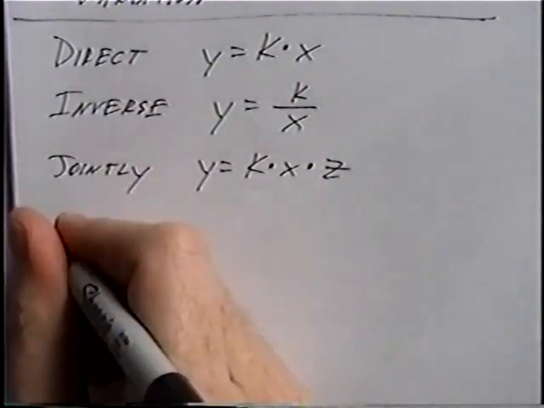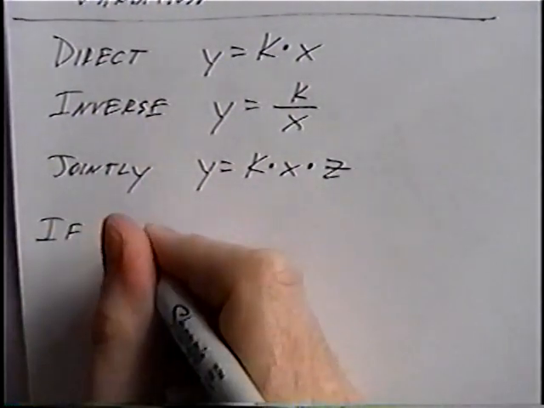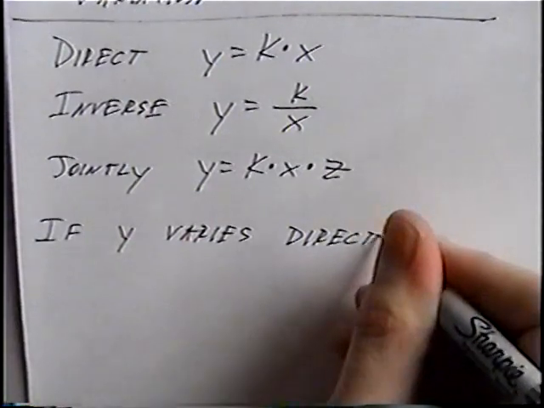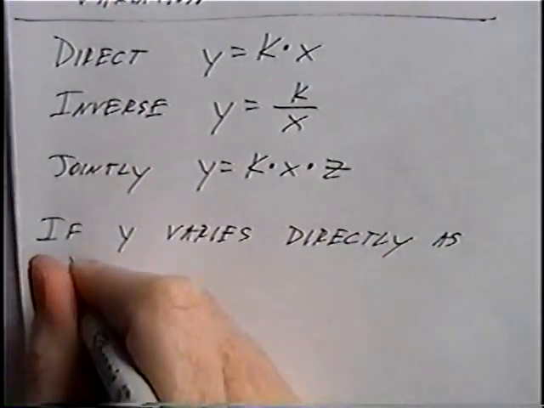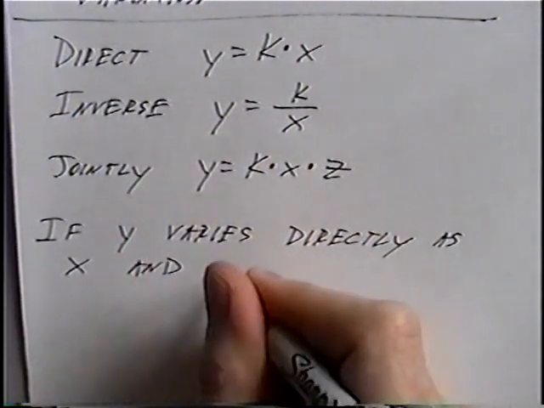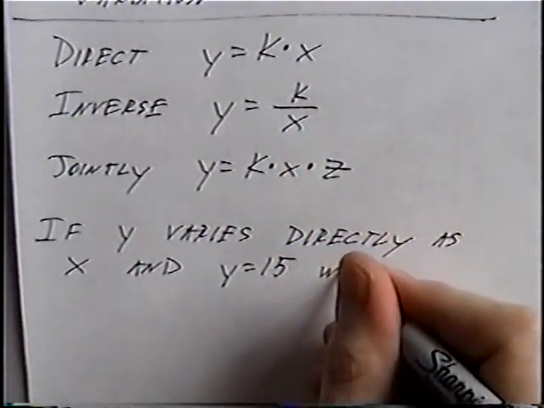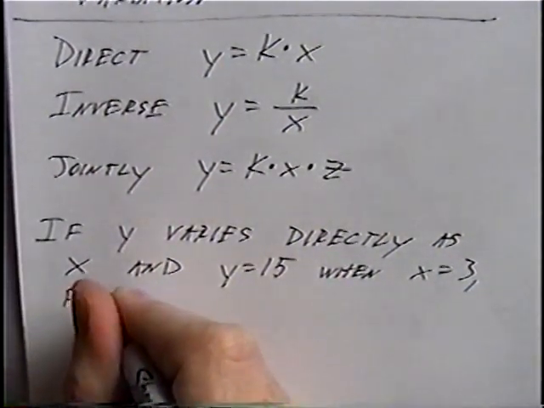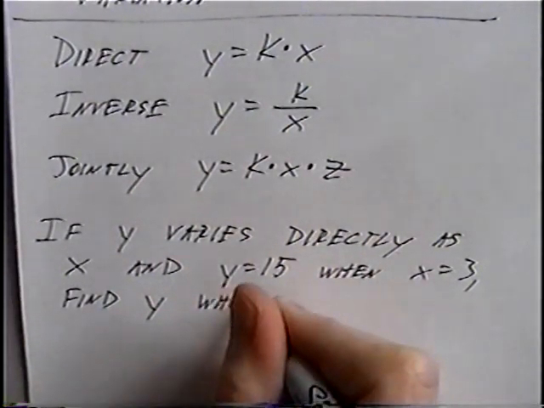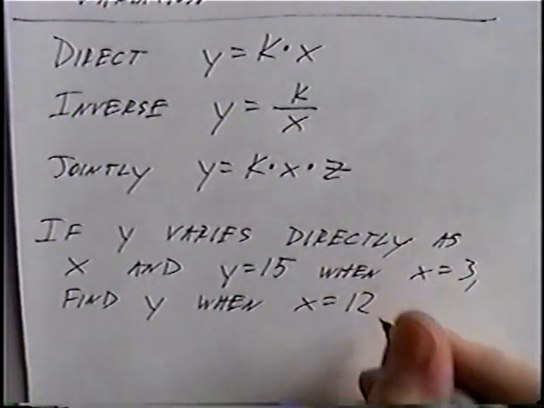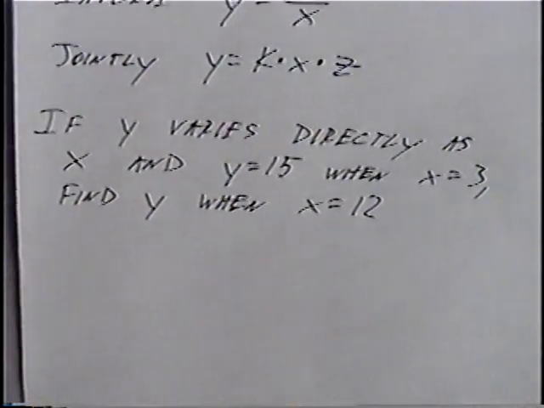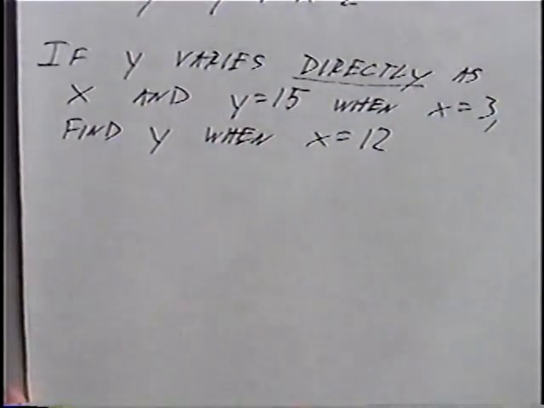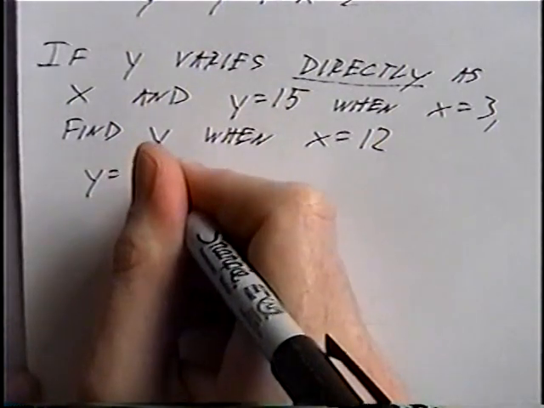The first problem we'll solve is if y varies directly as x, and y equals 15 when x equals 3, find y when x equals 12. So again, y varies directly means we'll be using the direct formula, which is y equals k times x.